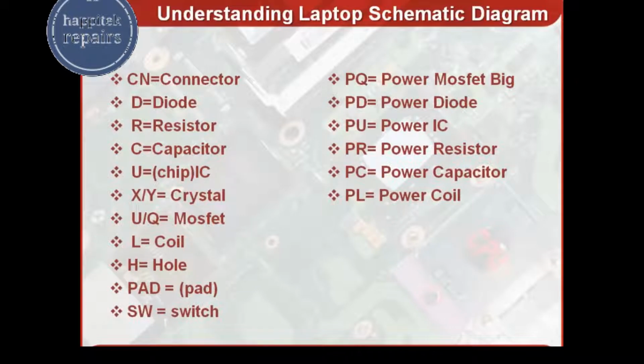Okay, the connection detail. What is a connection detail? That we will understand. If CN is written, it means connector, D is equal to diode, R is equal to resistor. In any diagram, C means capacitor, U means chip, XY or crystal, U or Q may be Mosfet, L is equal to coil, H is equal to hole, pad means the touch, SW switch, power Q, power U, PU, like that. Power Q means power Mosfet, diode, like this symbol will be there.